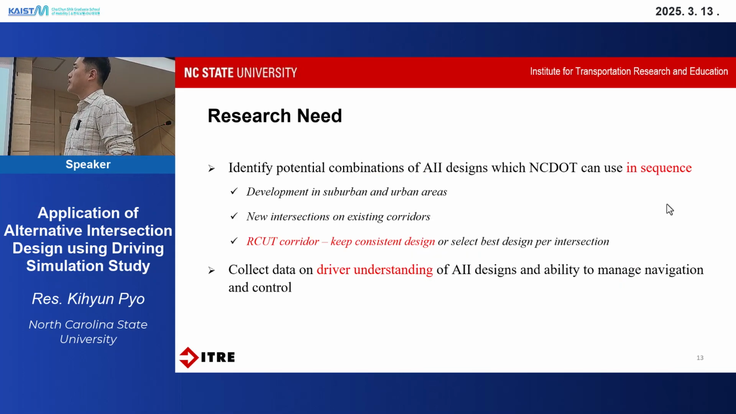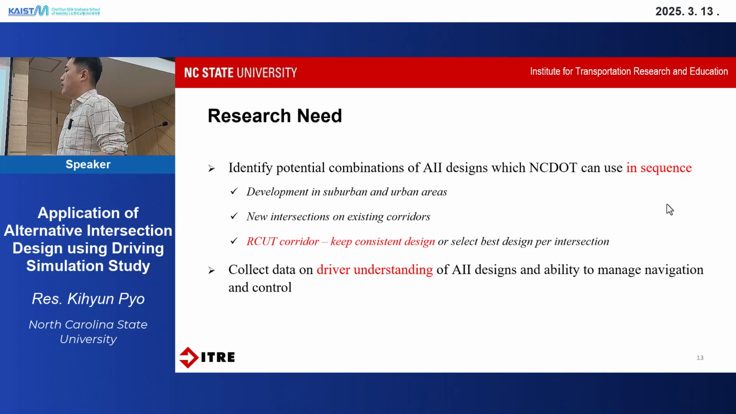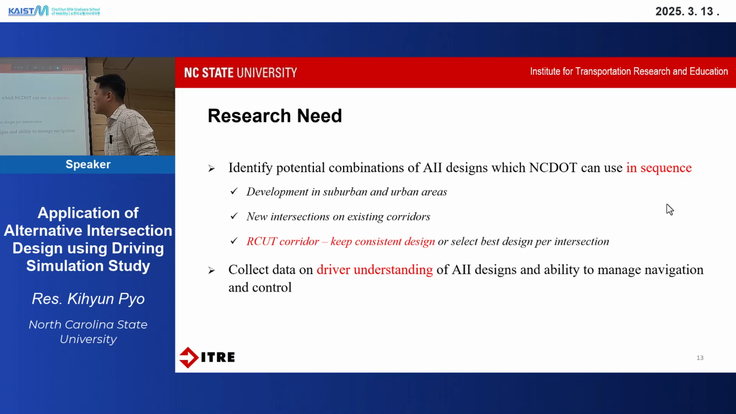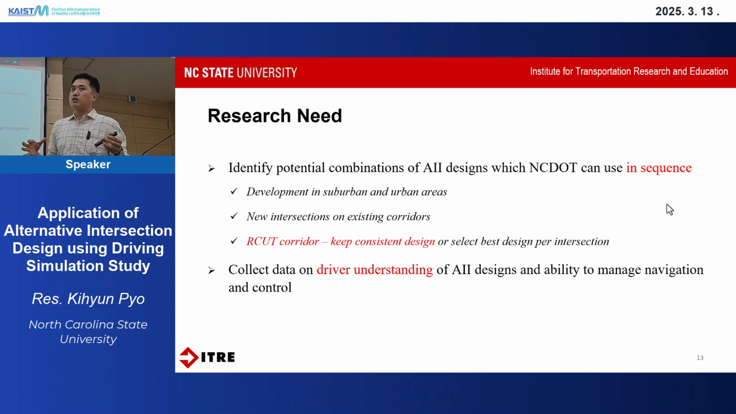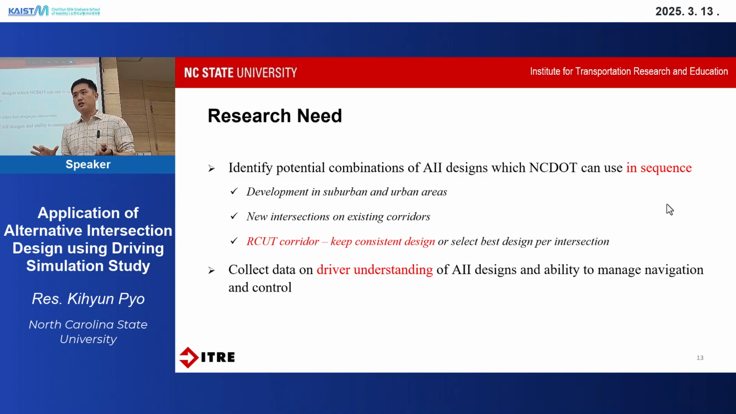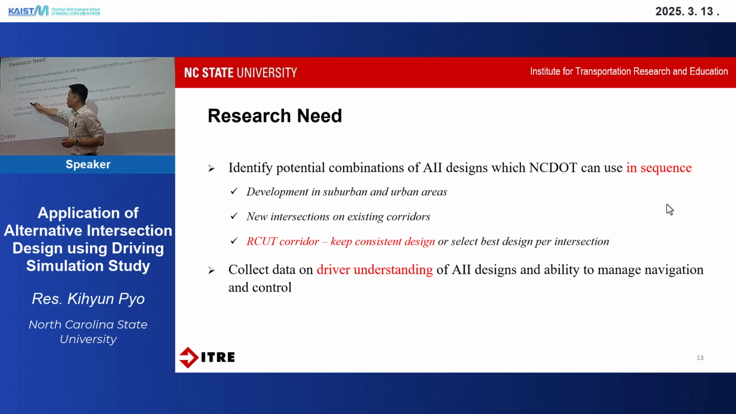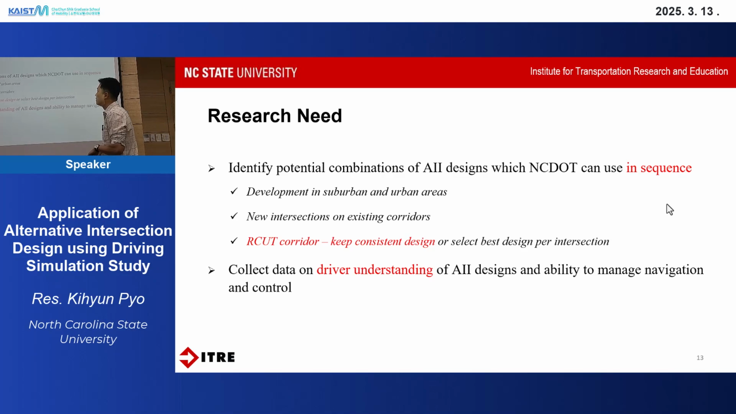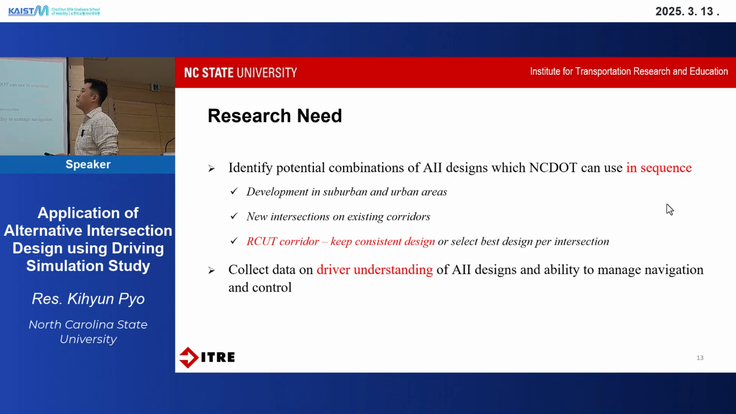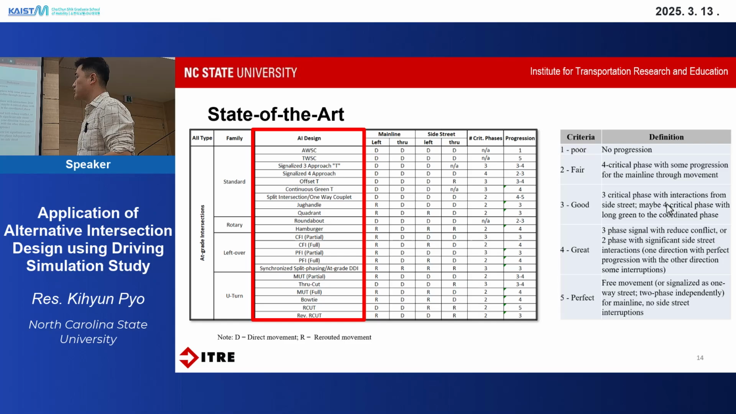So the research team asked ourselves questions. Some alternative intersections are not familiar, right? Unique. Do drivers understand them well or not? Also, recently there are a lot of RCUT types in North Carolina now, so do we need to keep them or not? Third, if we make a paired intersection, two intersections, which one is the best combination? These are our questions.